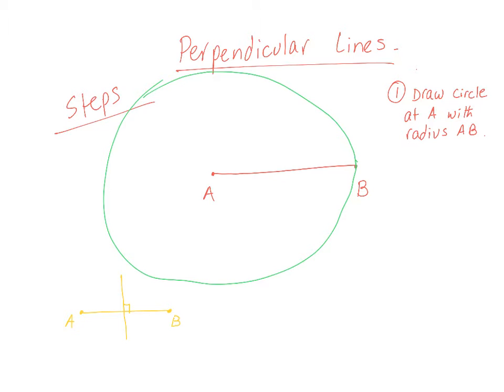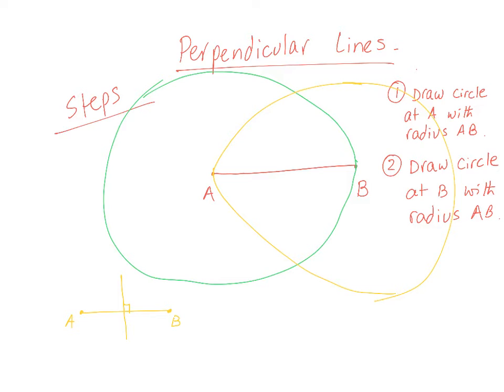Right? And then we do the same thing at B. Draw a circle at B with radius AB. So now we'll get a different circle, which will be over here. I'll show it in a different color. So like this. Sorry for the drawing, but that's what your circle will look like. Kind of. Okay, not exactly.